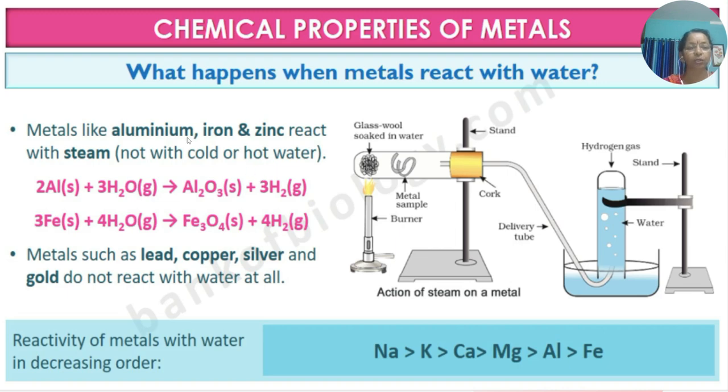They do not react with cold or hot water, but only with steam. With steam, aluminum and iron react to form their corresponding oxides. And metals such as lead, copper, silver, and gold do not react with water at all. So if you take sodium, potassium, calcium, magnesium, aluminum, iron, then lead, copper, silver, gold, that is the order. That means this is the decreasing reactivity. The reactivity of metals with water, in decreasing order, is given here.